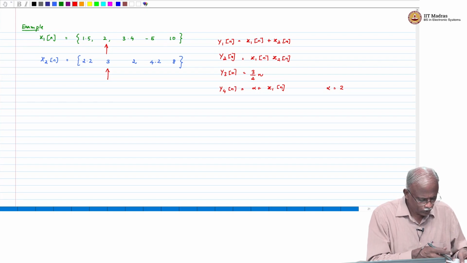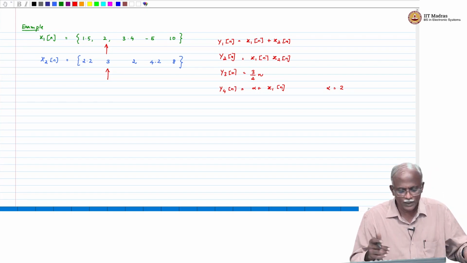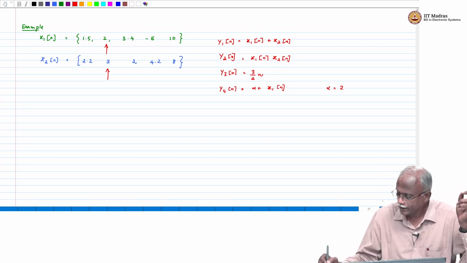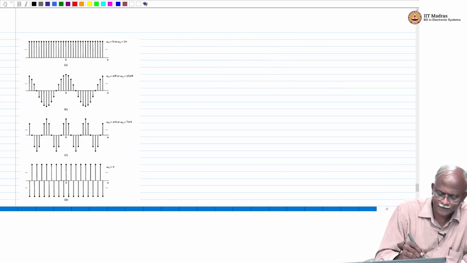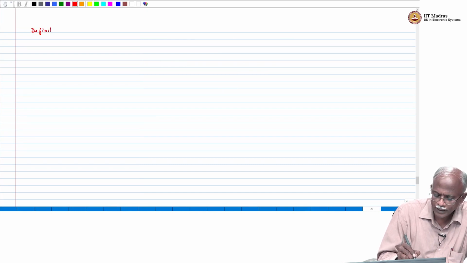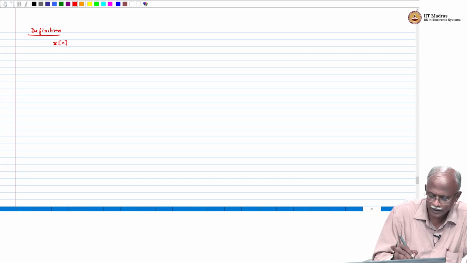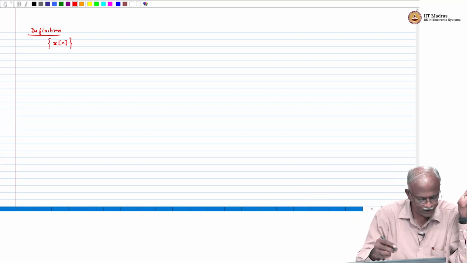Now, I would like to go a little bit deeper into the understanding of the discrete time signals and introduce some additional definitions. Okay, so some definitions which are pertaining to the discrete time sequences. We have a discrete time sequence represented by x of n. There is a sequence, we represent it in terms of a sequence of numbers.